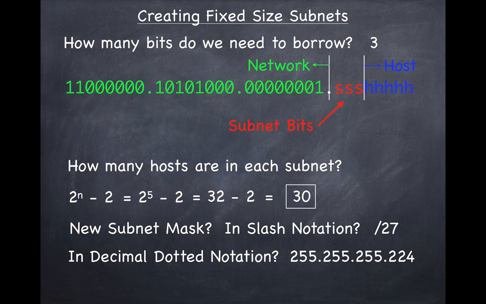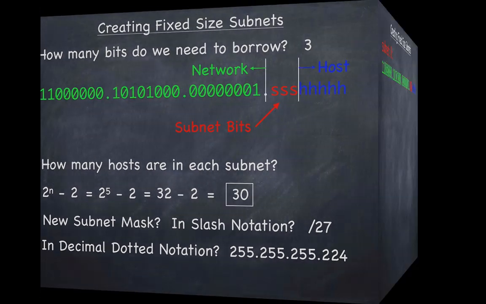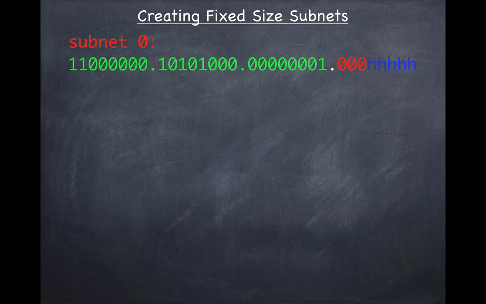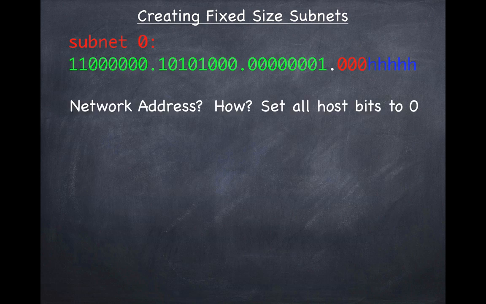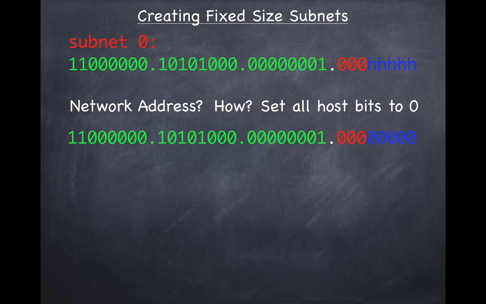Now then, if we continue on, for subnet 0, we start with 0 and go up. Remember, the subnet bits were in red. So subnet 0 has the binary representation 000 for subnet 0. If we want to find out the network address, we set all the host bits to 0. And this is what we would get. And if we converted that back to decimal dotted notation, 192.168.1.0 would be the network number for subnet 0.